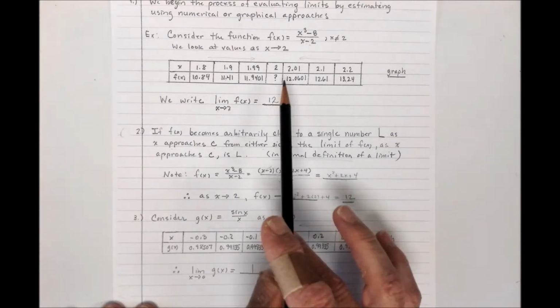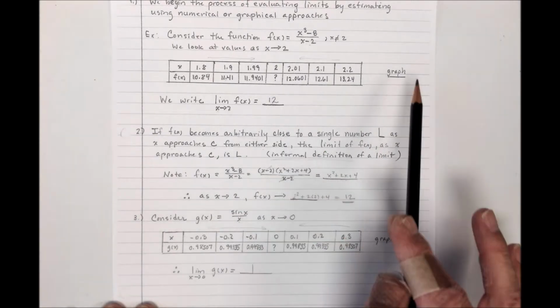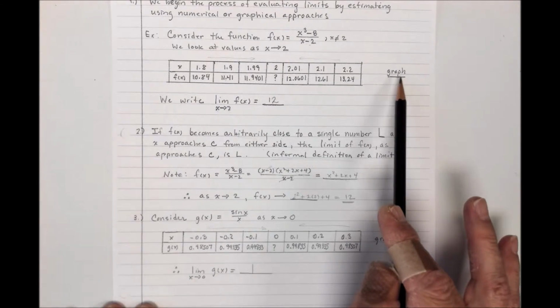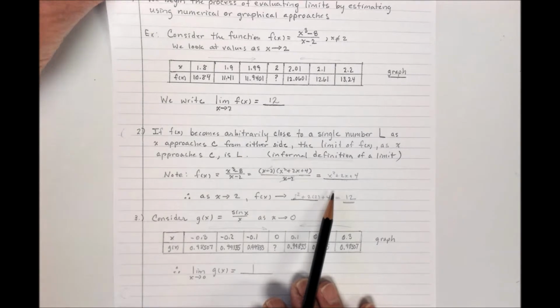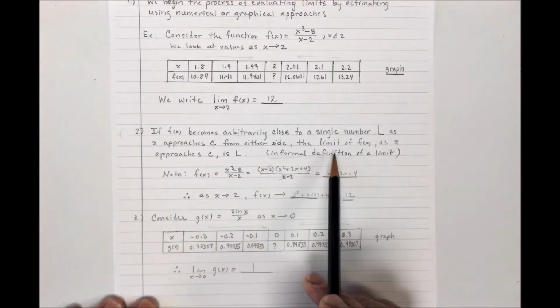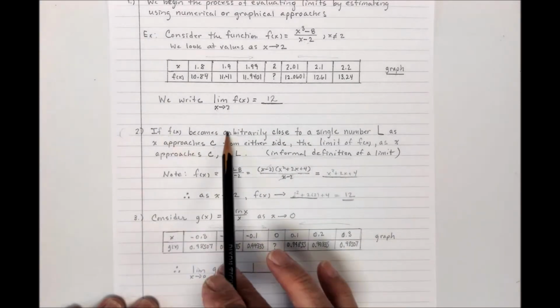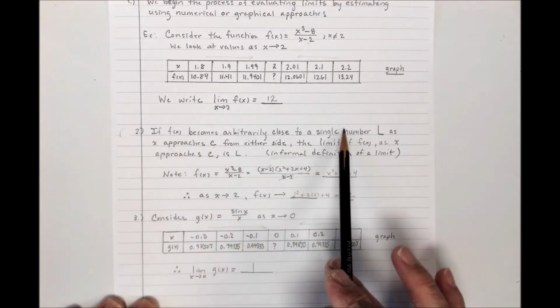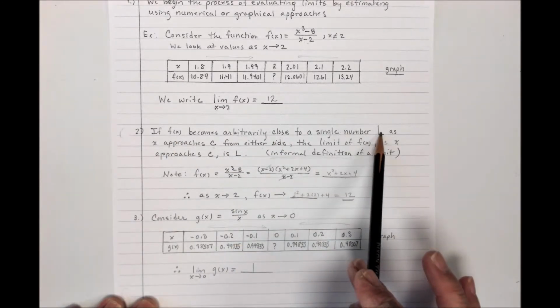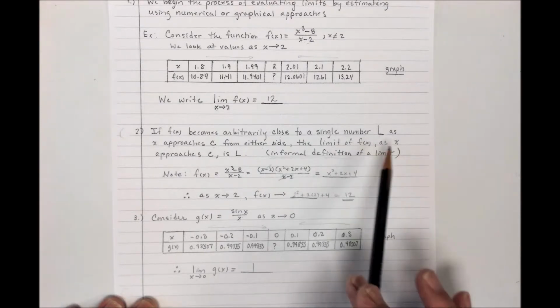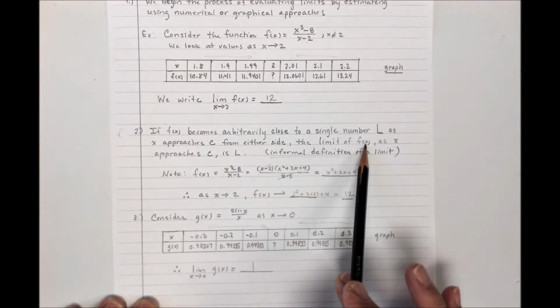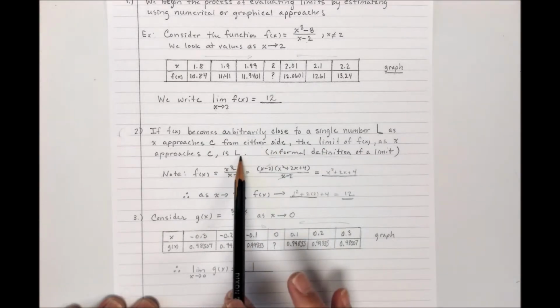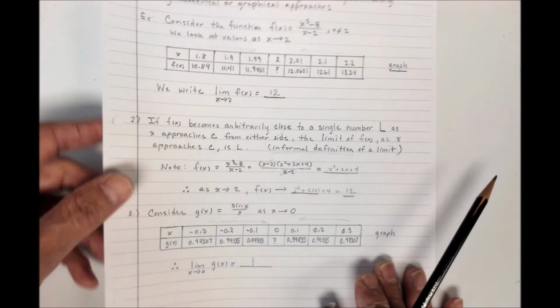We can do this using a table of values. We can use a graph to help us. And when we're lucky, maybe we can even use direct substitution. But what we need is something a little bit more formal than what we have here. Let me read this again. If f of x becomes arbitrarily close, if our function becomes close to a single number L, and you can tell it's a single number L because it's happy, it's not a married number, as x approaches c from either side, the limit of f of x as x approaches c is equal to L. That's a lot of thought right there.